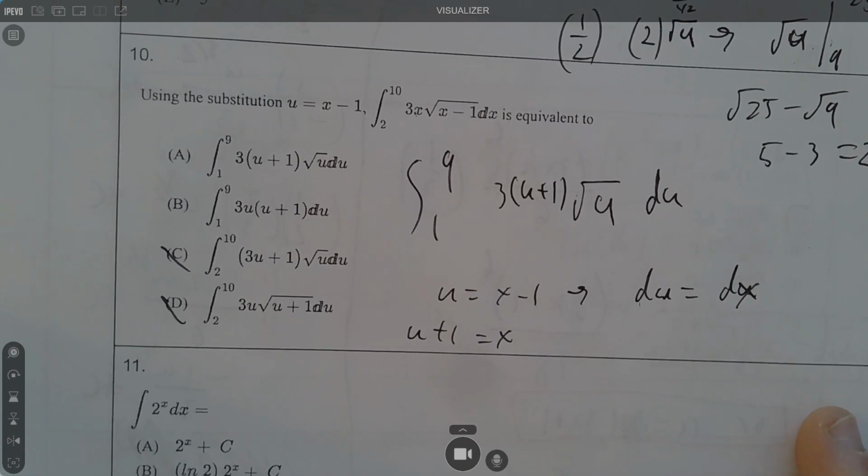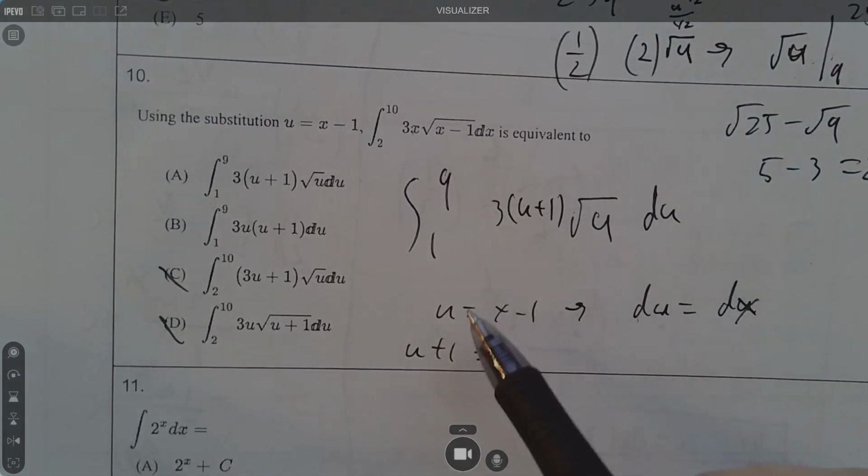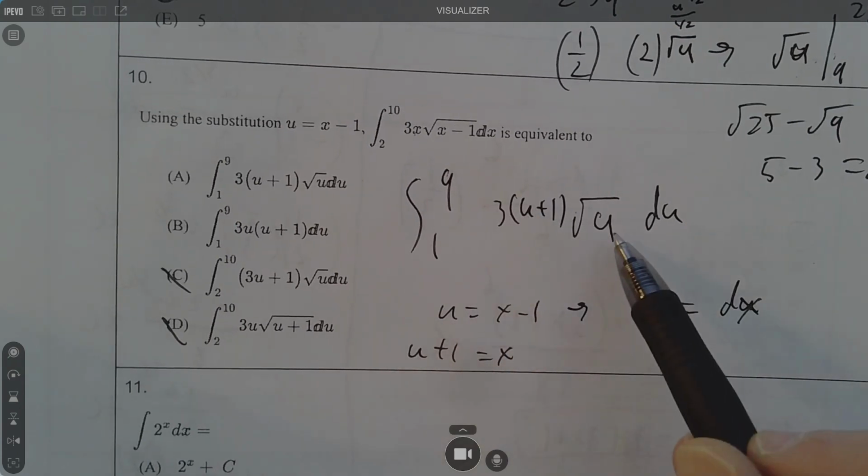Okay, this is a weird problem. This is a funny problem. There's nothing that gets canceled here. You are just subbing in the u for both the x and the x minus 1 that's in there. This is an interesting problem.